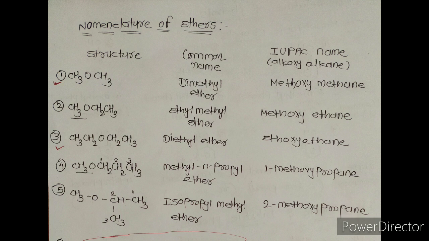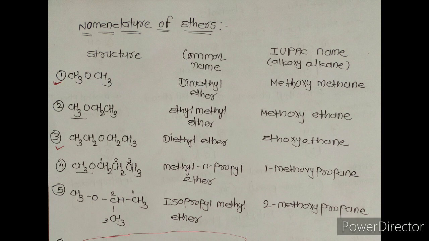CH3CH2OCH2CH3. Here on both sides of oxygen an ethyl group is present, hence its common name is diethyl ether. If we are talking about the IUPAC name of the third compound, oxygen is moved towards any one side and it becomes ethoxy, and still two carbons are there, hence it becomes ethane. So the final IUPAC name of the third compound is ethoxyethane.